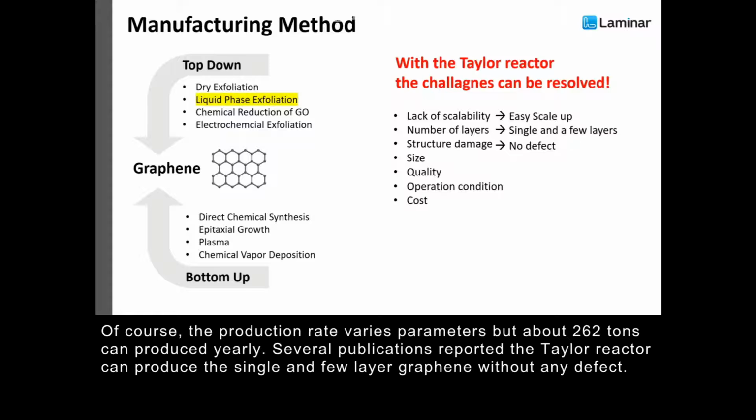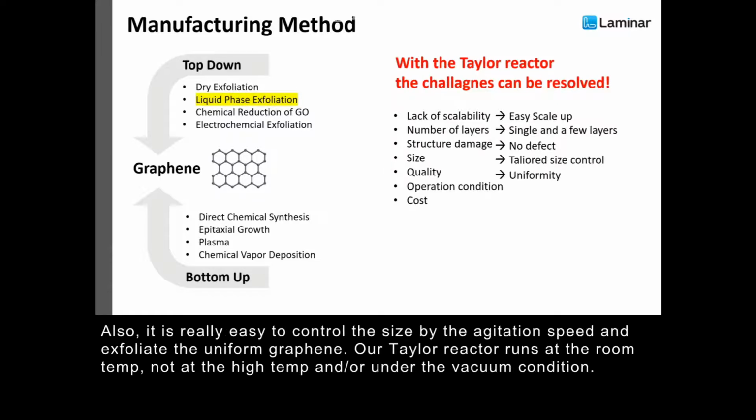Several publications reported the Taylor reactor can produce single and few layer graphene without any defects. Also, it is easy to control the size by the agitation speed and exfoliate uniform graphenes. Our Taylor reactor runs at room temperature, not at high temperature or under vacuum condition.